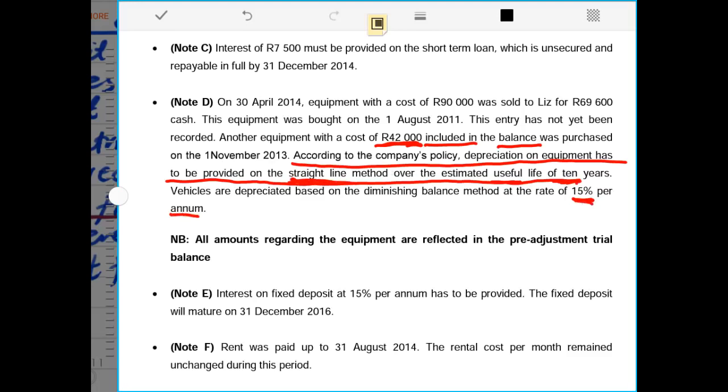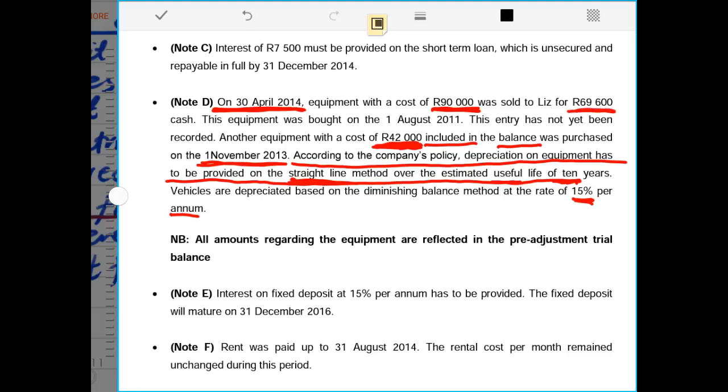So in this case we are seeing the disposal of the asset, and we are seeing the purchase of the new asset, equipment costing 42,000 rands, on the 1st of December in the year 2013, and we are seeing the disposal on the 30th of April 2014, which is just a couple of months before the end of the year, and that equipment costing 90,000 rands was sold for 69,600.